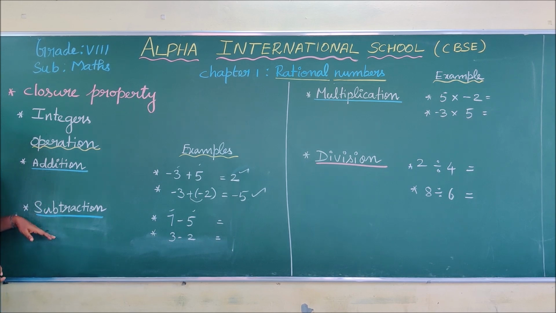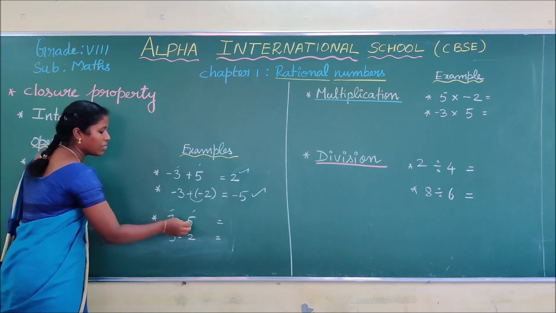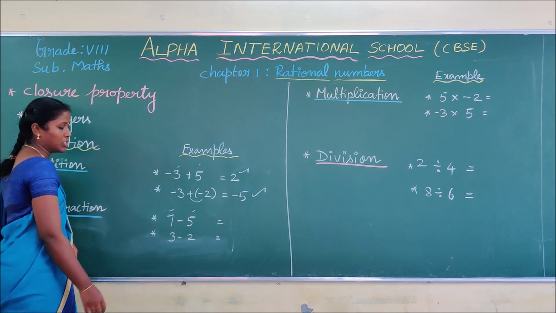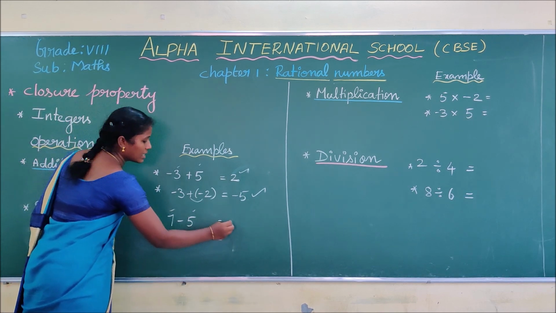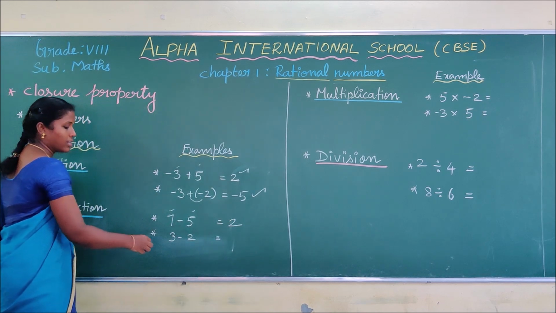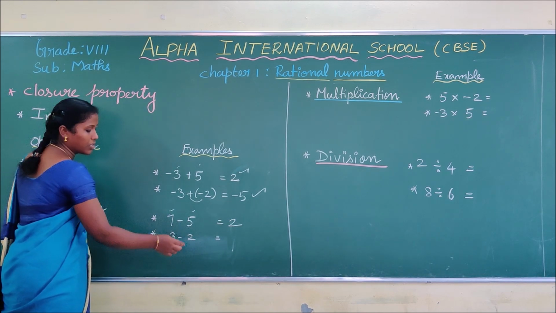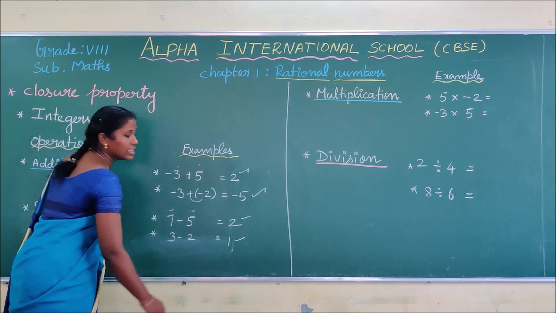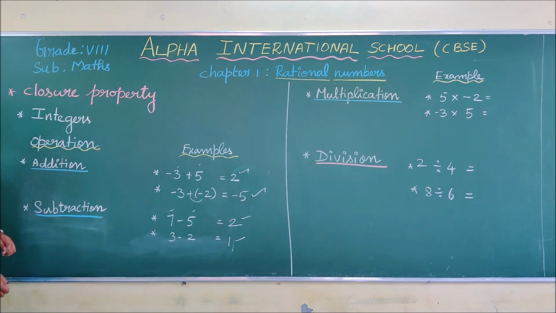Next, subtraction. Here, I am choosing 7 minus 5. 7 is an integer, 5 is an integer. 7 minus 5, what is the result? 2. And the next example, 3 minus 2. The result is 1. Again, the results are integers only. So, we can say the integers are closed under subtraction.